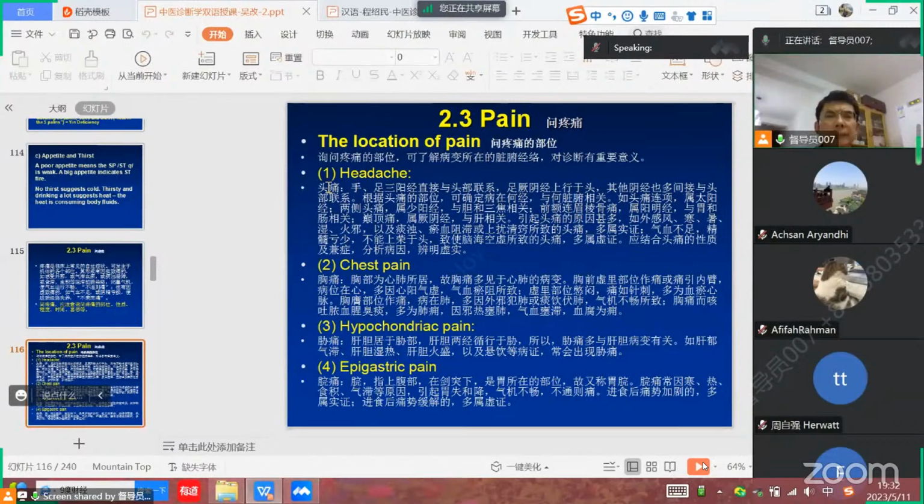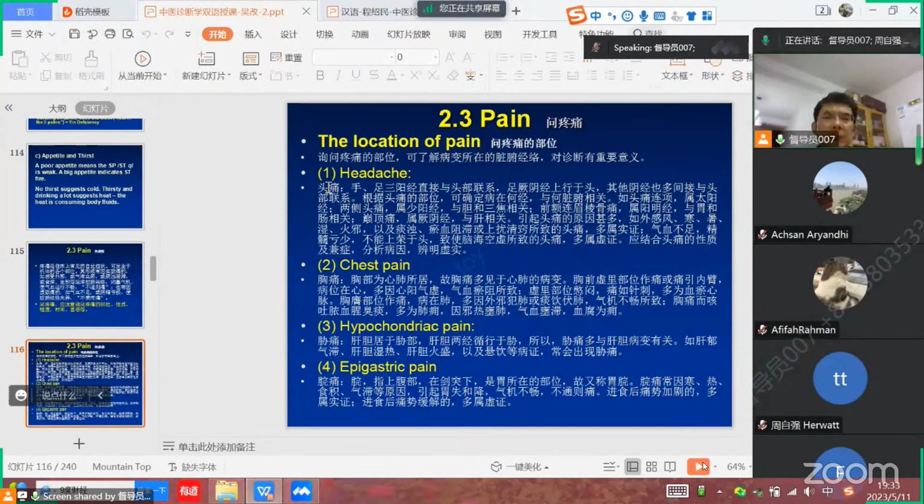And the hypochondriac pain. Hypochondriac pain. So how do you like this kind of pain regarding which organ? Liver and gallbladder, Doctor. Liver and gallbladder.